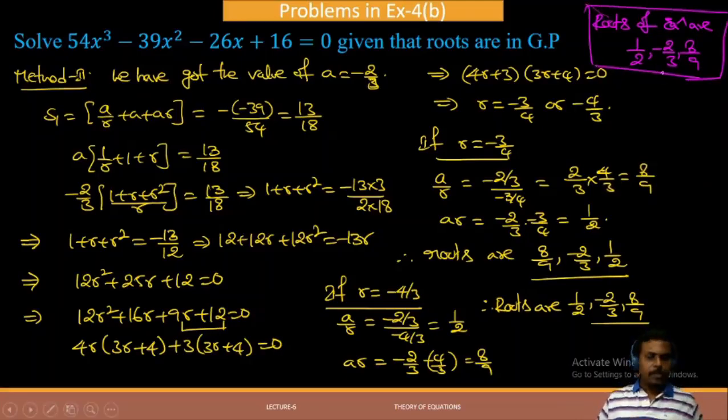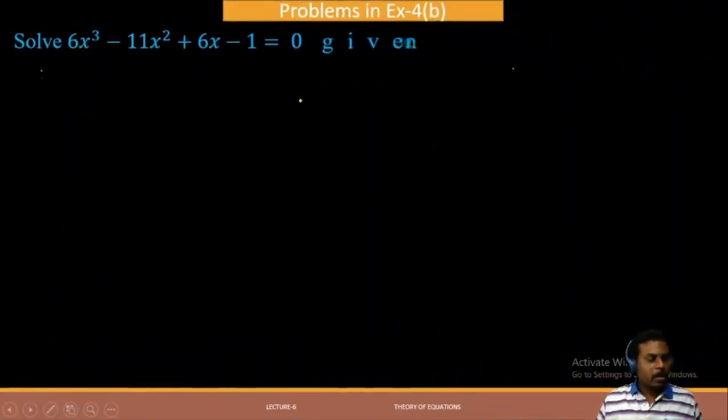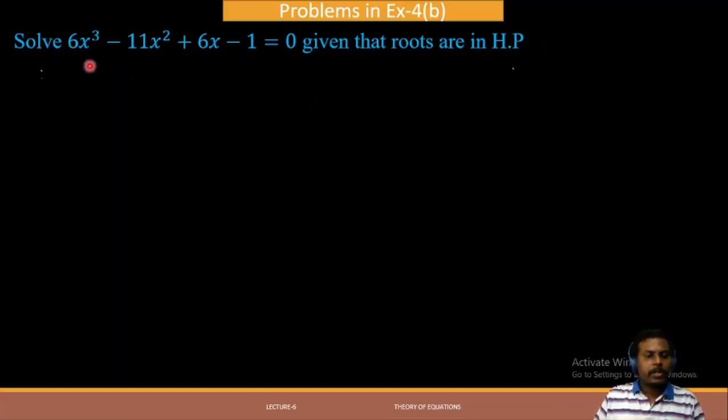Okay. Here is our next problem. Solve the equation 6x cubed minus 11x square plus 6x minus 1 given that roots are in harmonic progression. Okay, let us see how to solve this particular problem. Here is the solution.